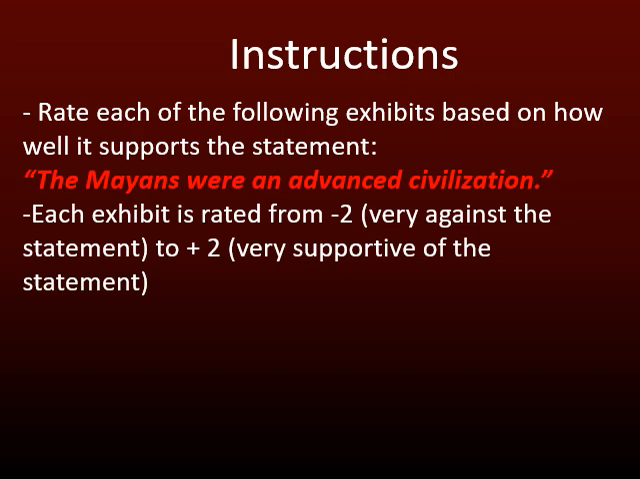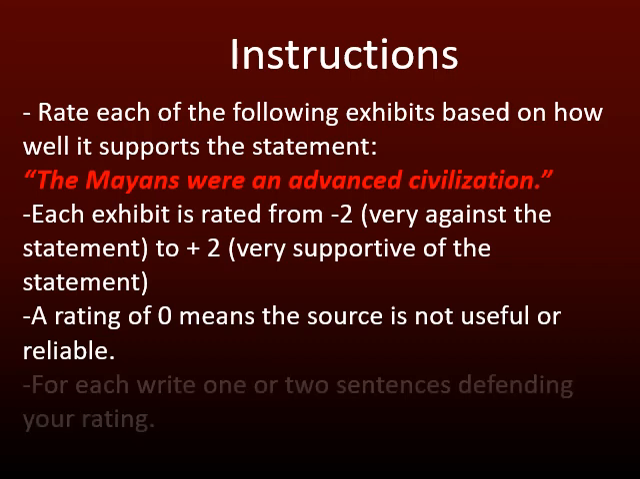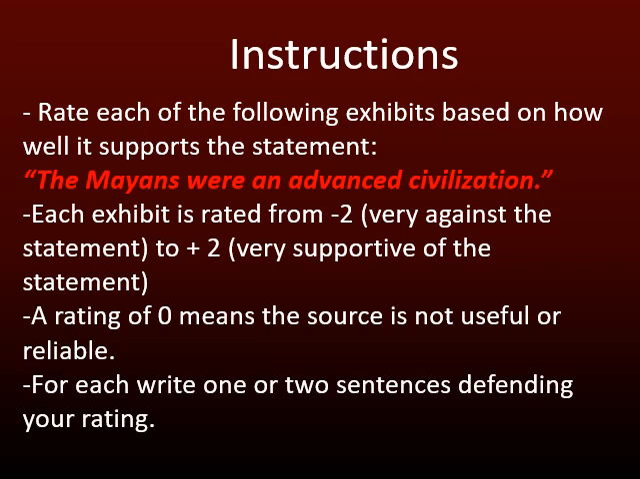Each exhibit is rated from a -2, which means it totally goes against. You don't think that it tells you that they're advanced, to a very positive, very supportive of the statement. They're totally advanced, all of that kind of stuff, and everything in between. 0 means the source was not useful or reliable. So if you don't think it was reliable or useful in any way, put a 0. Also, for each one, make sure you write 1 to 2 sentences defending why you put a -2, +2, -1, +1, and a 0.